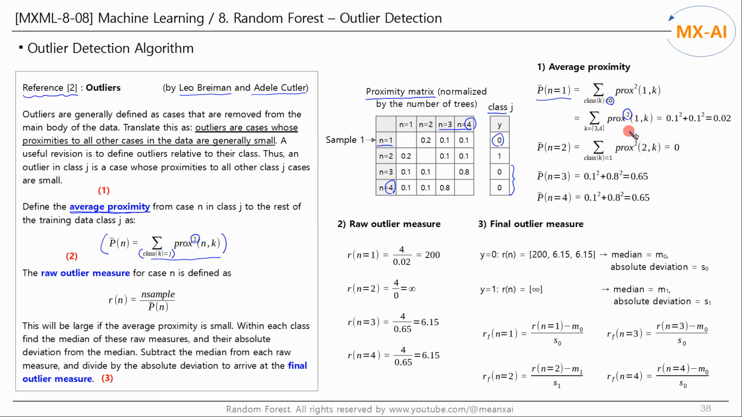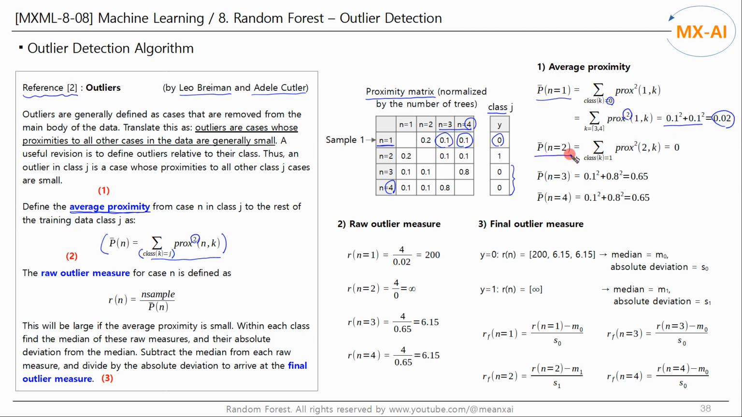Notice that we don't simply add the proximity values together. Instead, we square each proximity value and then sum them. Since proximity values range from 0 to 1, squaring them preserves the influence of samples with proximity values close to 1, that is, samples that are very similar, while greatly reducing the influence of samples with proximity values close to 0, or samples that are far apart. For sample 1, the proximity values to samples 3 and 4 are both 0.1. Therefore, its average proximity is 0.02.